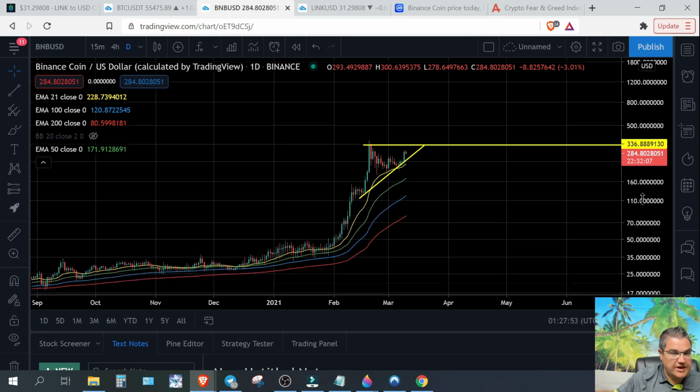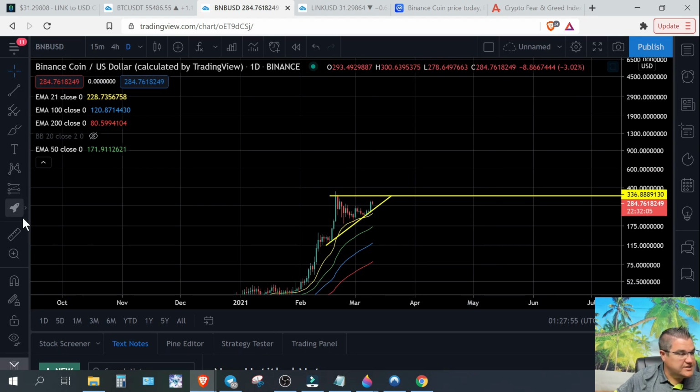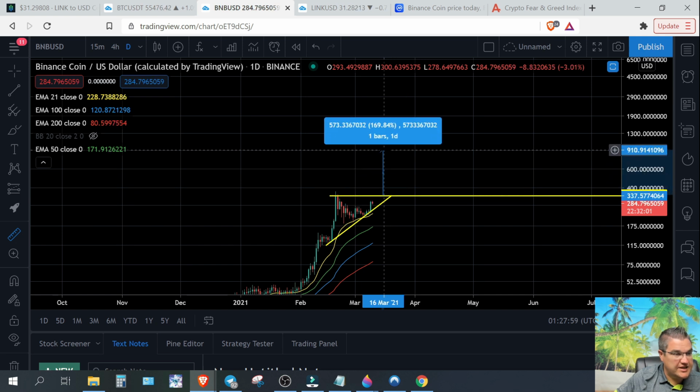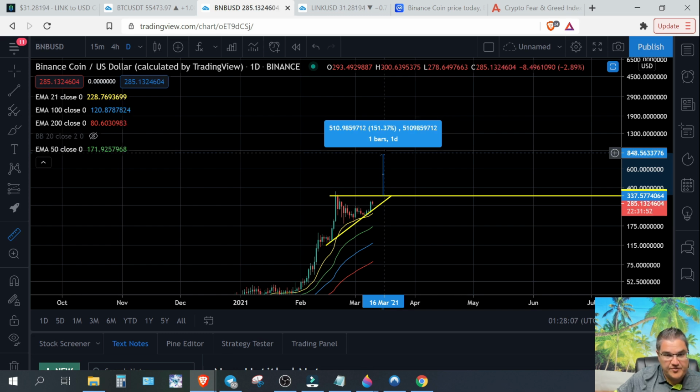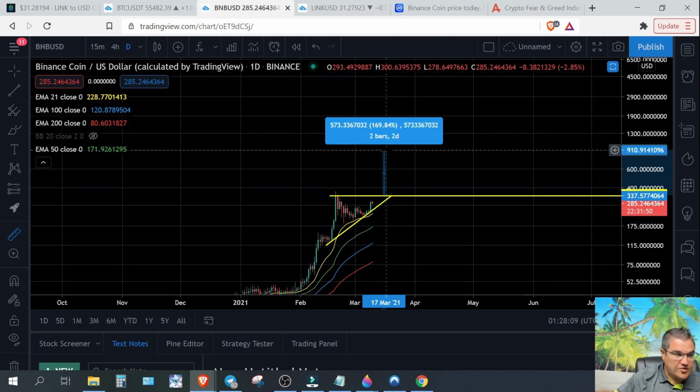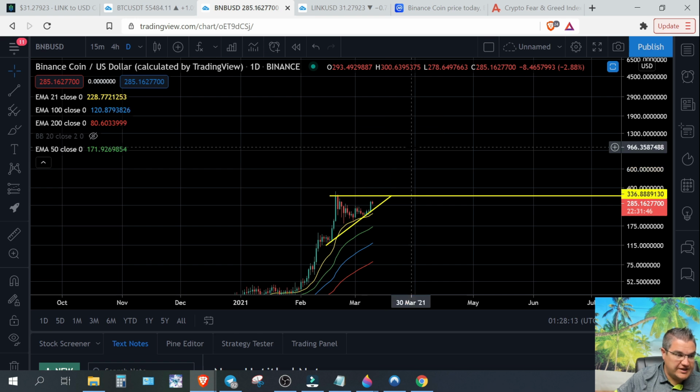So let's go ahead and see what that 160% move would look like if we were to break out at this level. So roughly $800, almost $900, right? 150%, 850, 160, 170%, right around 900. So something around in there.